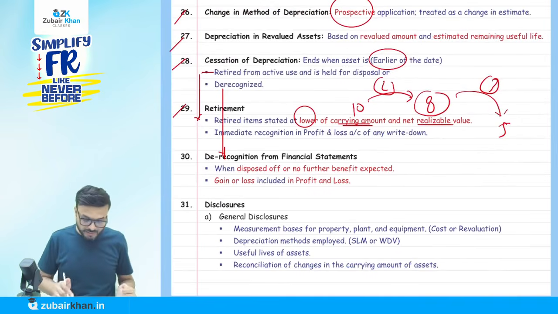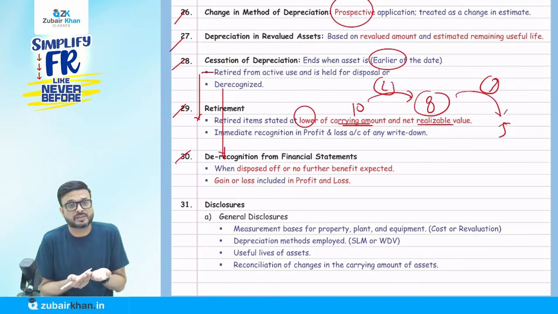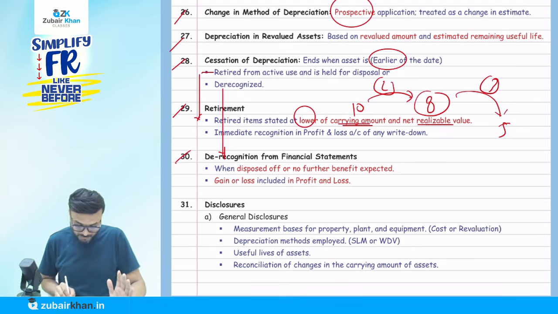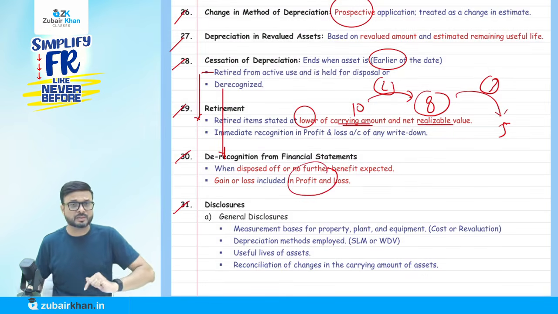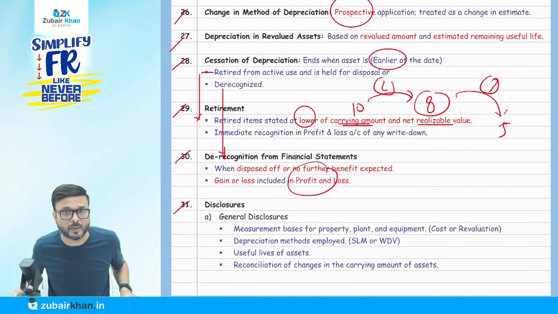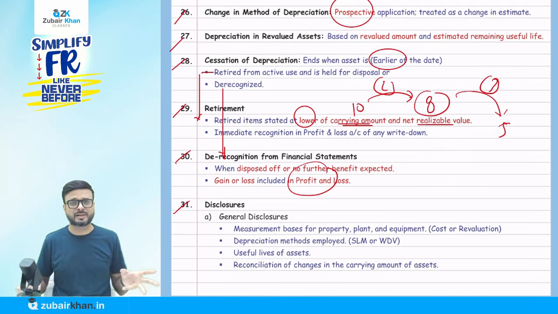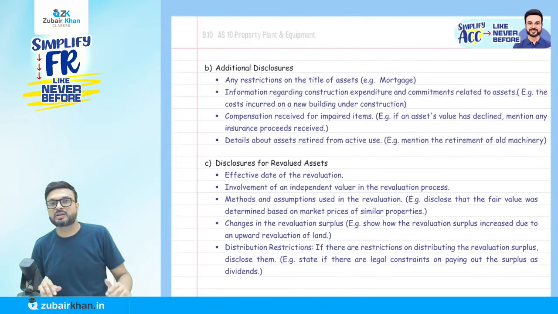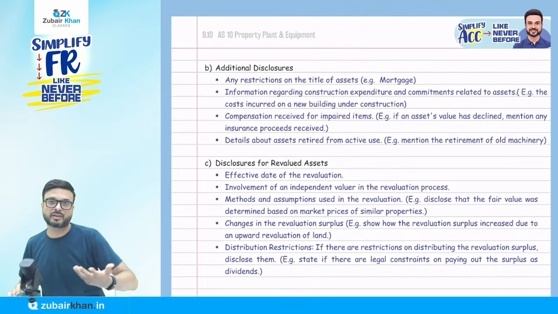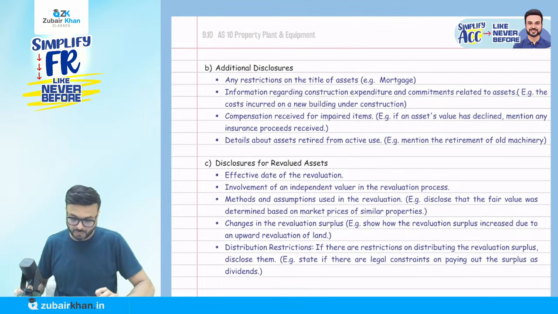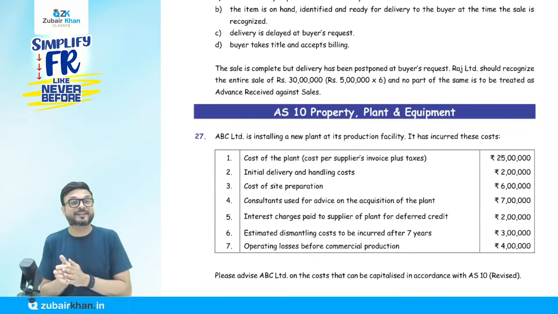Okay. Now derecognition: we have removed the asset from the books of account. Obviously, if we have removed the asset from the books of account, how will we charge depreciation on that? And the difference will go to the profit and loss account. The disclosure of AS 10 is not important at all, no need to even read it. In the EO batch I just read it, but it is not at all important from the examination point of view. So what I will do now is cover the question.